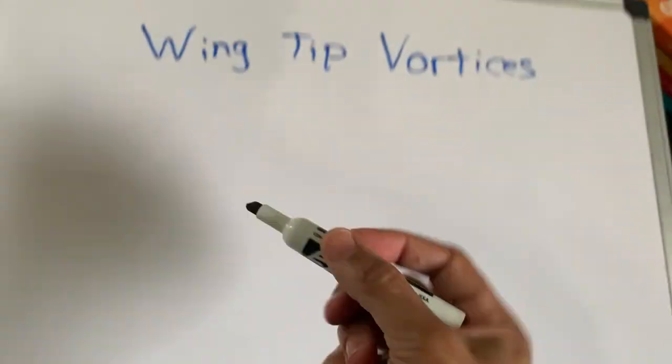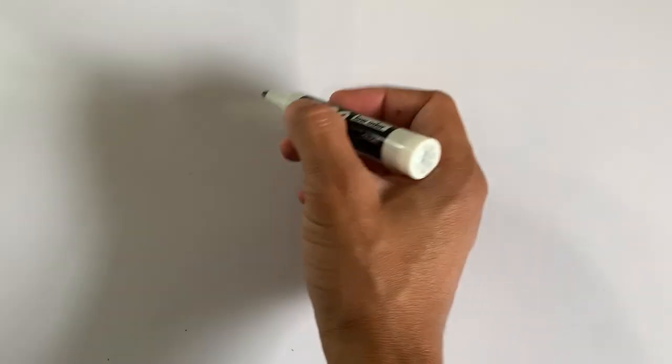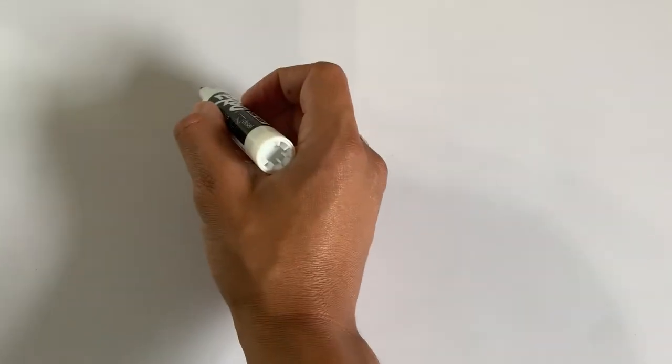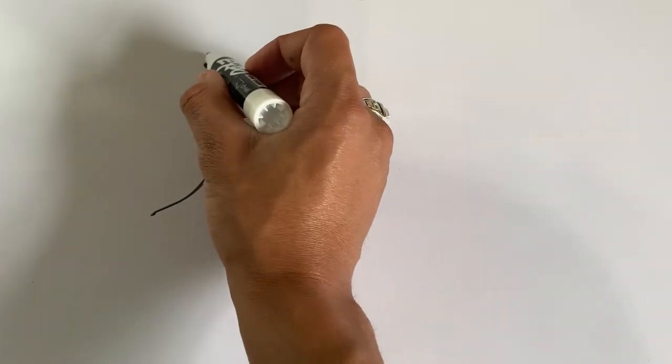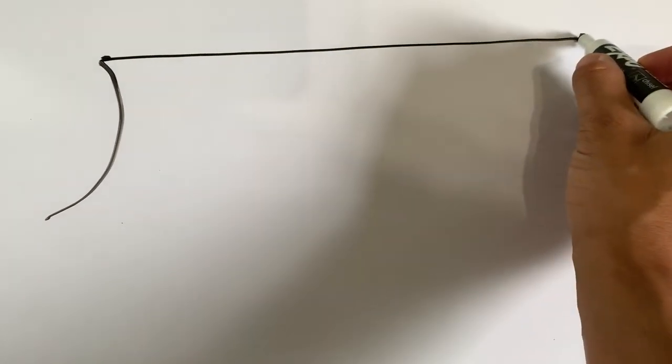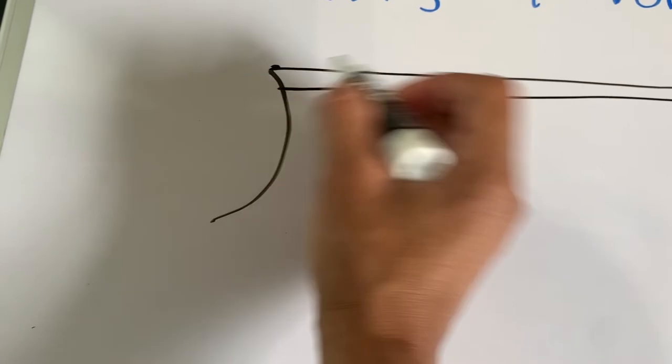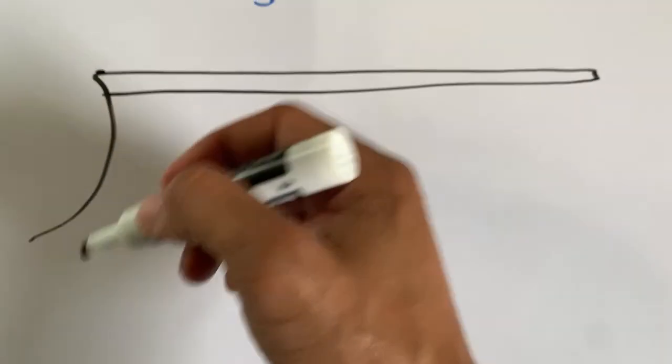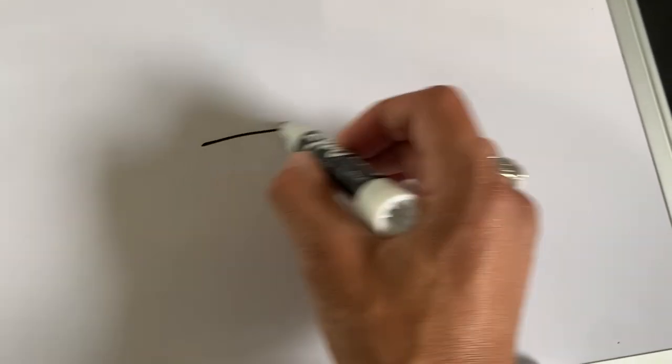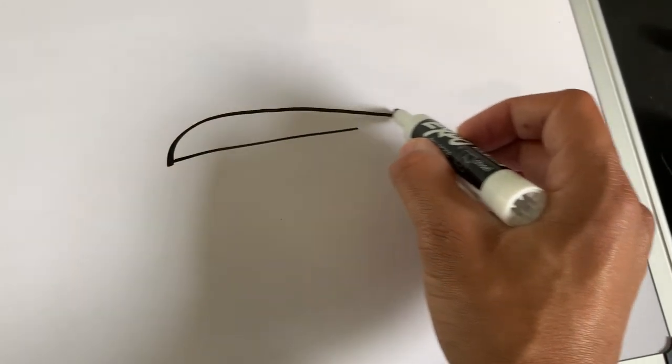I'm going to get my black marker here. All right, cool. All right, so just like I mentioned before, with high pressure and low pressure, you have your fuselage, you have your wing up here. Cool. All right, so as the air is flowing over, here's a side view of the wing, as you all are very familiar with.